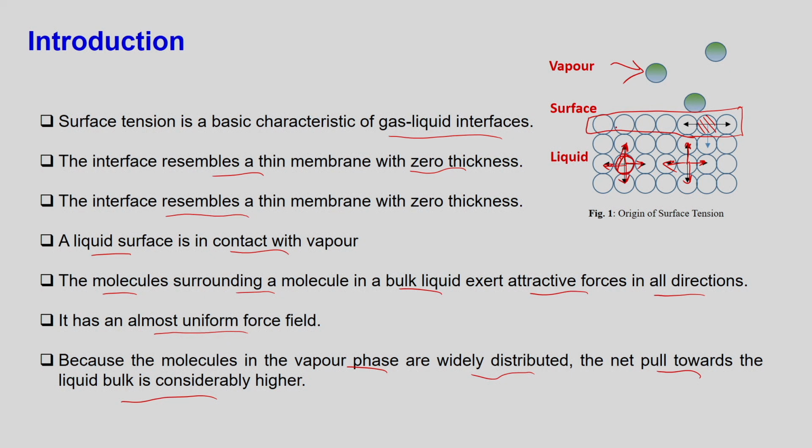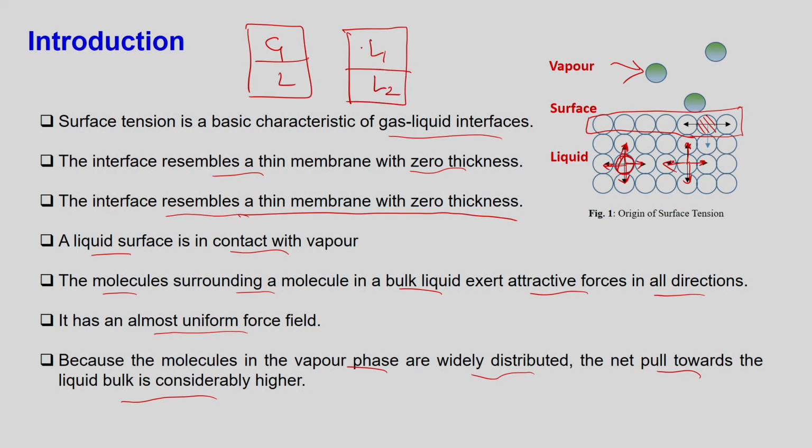So, if you assume this particular layer, it resembles a thin membrane with zero thickness. This may be in terms of gas and liquid, or it may be in terms of liquid and liquid. Let us say you have two phases, liquid 1, liquid 2. So, this is the membrane of zero thickness, but the creation of this membrane is very important, because when you talk about gas and liquid, we usually refer to surface tension, and when you talk about two different liquid phases, we talk about interfacial tension, okay.